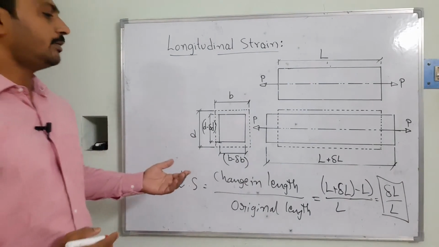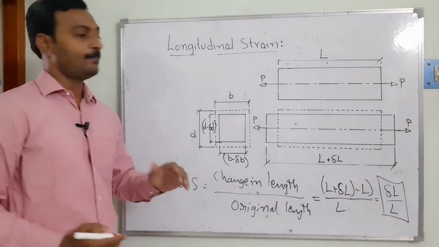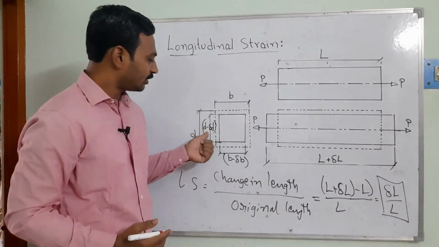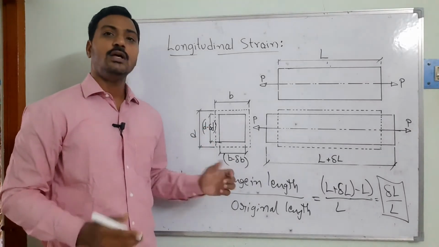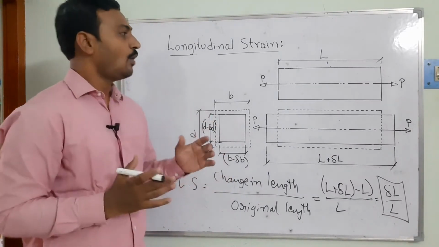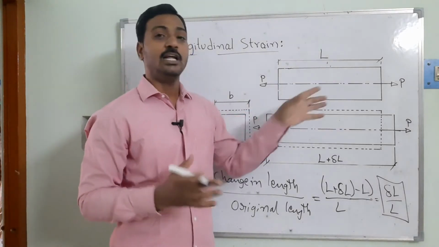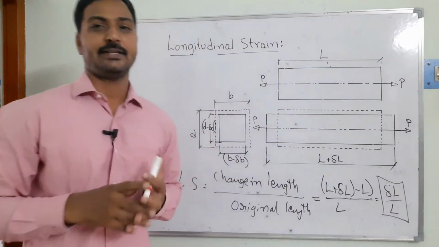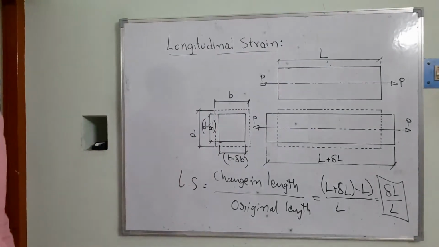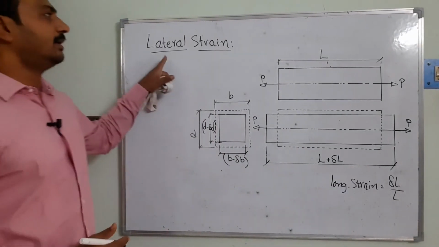Right? Now we are going to try to find out the lateral strain. As we know, the dimensions in the direction of the depth and the breadth started to shrink, because we are assuming that in this direction a tensile force is acting, and in this direction a compressive force is acting. Now we can see that's going to be the lateral strain.